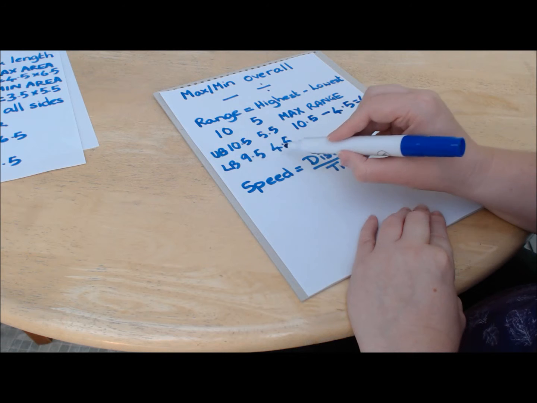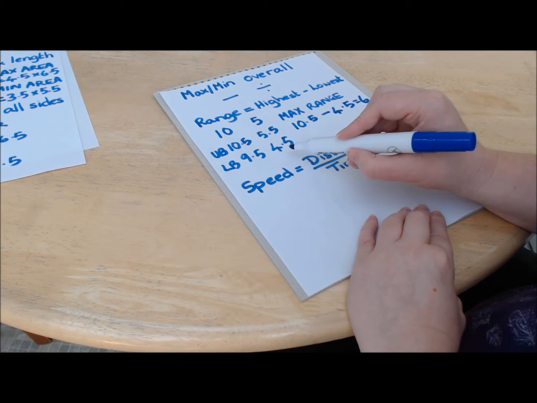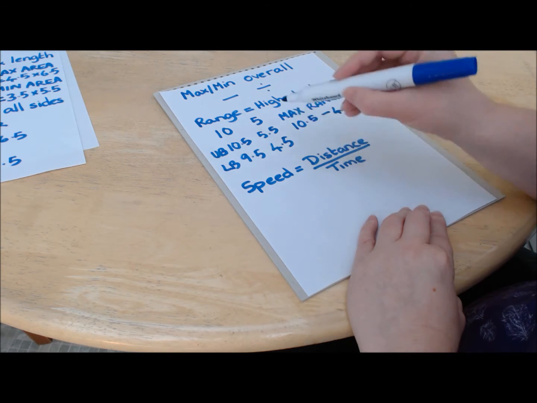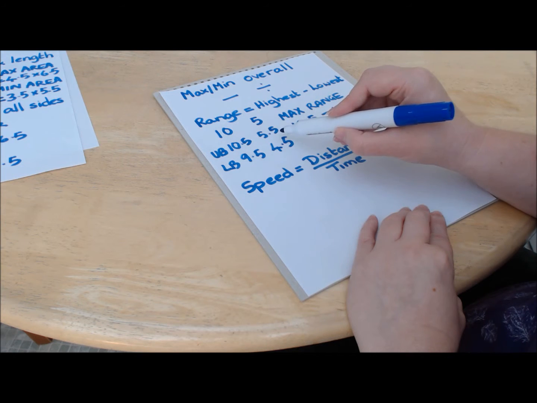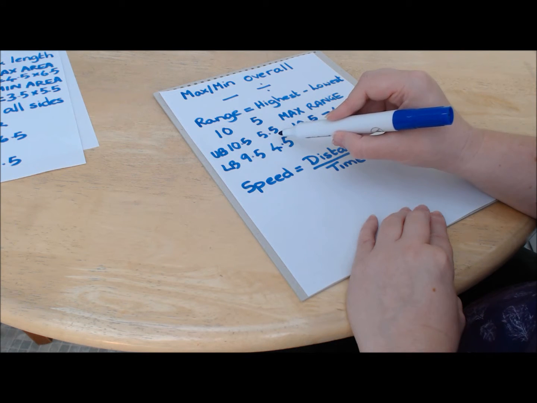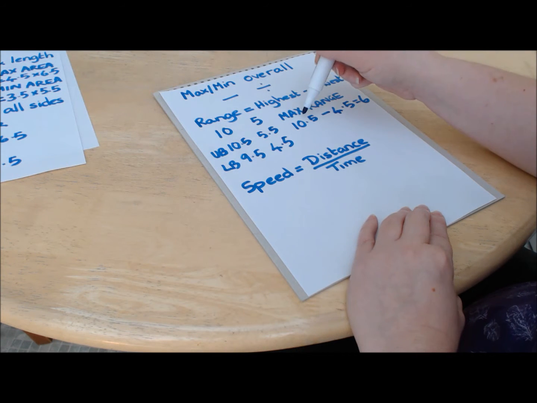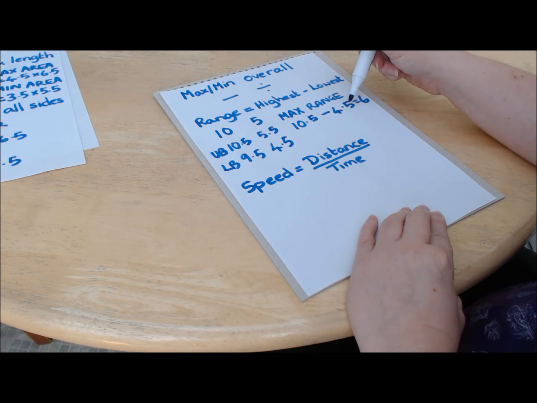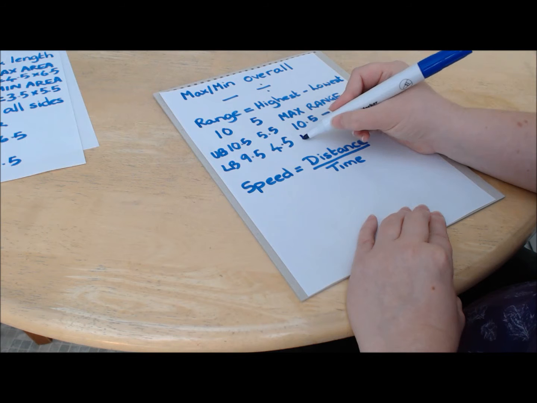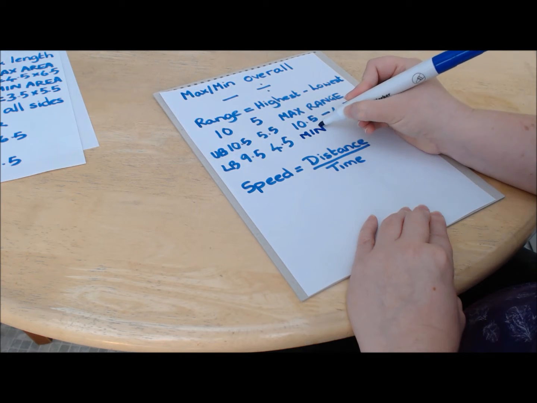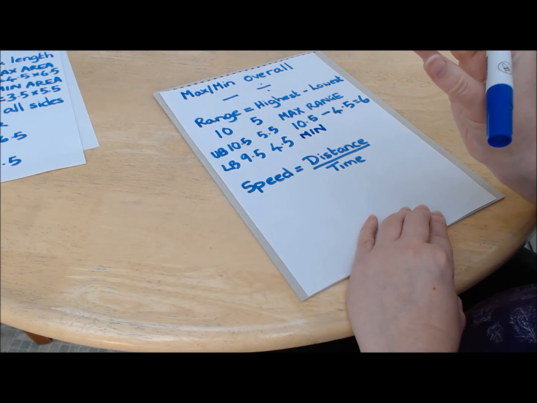So 9.5 take away 4.5 is only 5. 10.5 take away 5.5 is 5. We're not going to get a bigger number other than this way. So we've used the upper bound here and the lower bound here to get the maximum. So if we want the minimum, we're going to reverse that. So we want the smallest possible difference.